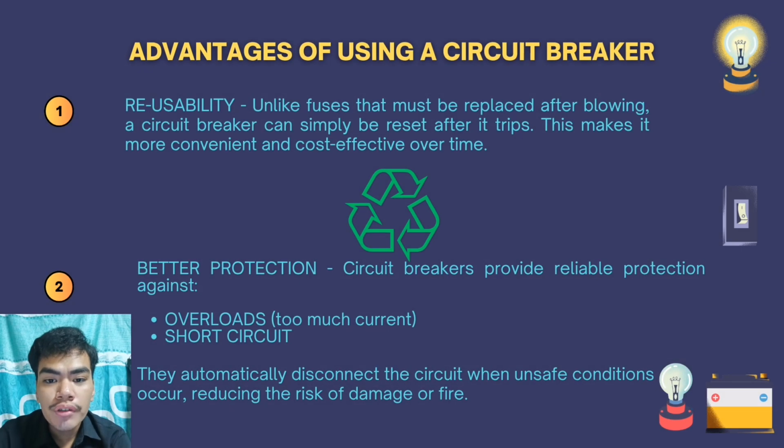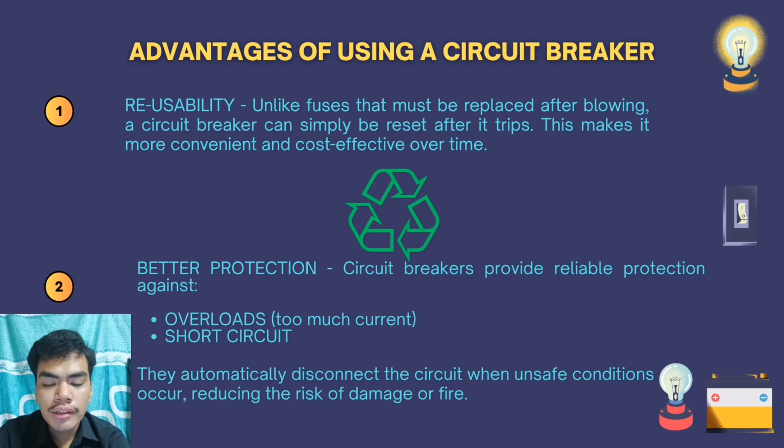Circuit breakers have their own advantages and disadvantages when you are using them in an electrical system. First, what are the advantages of using a circuit breaker? First is its reusability. One major advantage of using a circuit breaker is that it is reusable. Unlike fuses, which must be replaced once they blow, a circuit breaker can simply be reset after it trips. This makes the circuit breaker more convenient and cost-effective over time. Users do not need to keep spare replacements, and downtime is minimized since power can be restored quickly.